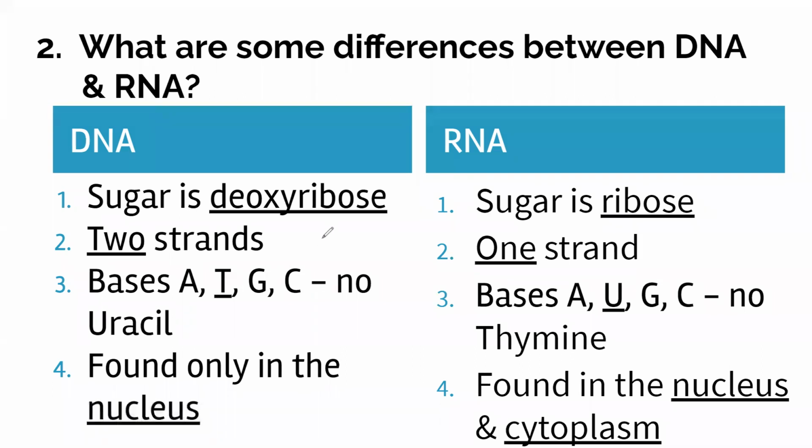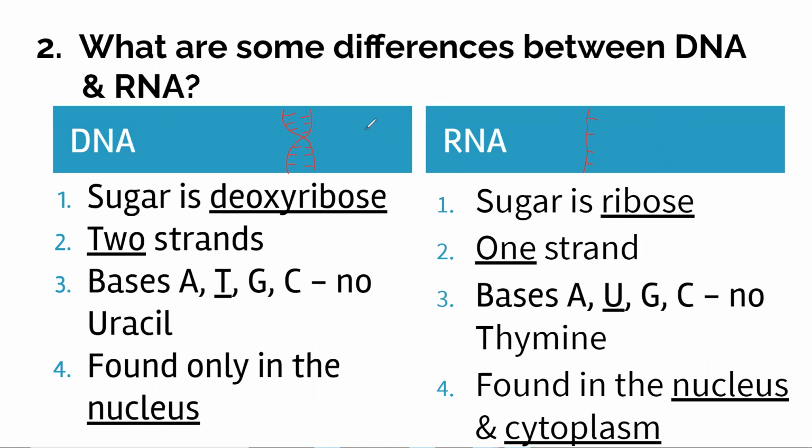Another difference between DNA and RNA is that DNA is two-stranded. So DNA is going to be that double helix shape that you all know and love. That's going to look like this. Whereas RNA, you're just going to see one strand with bases coming off of it like that. Those bases are different as well.